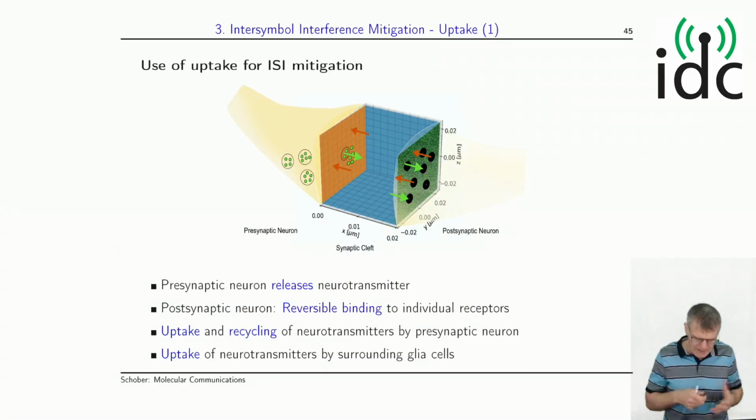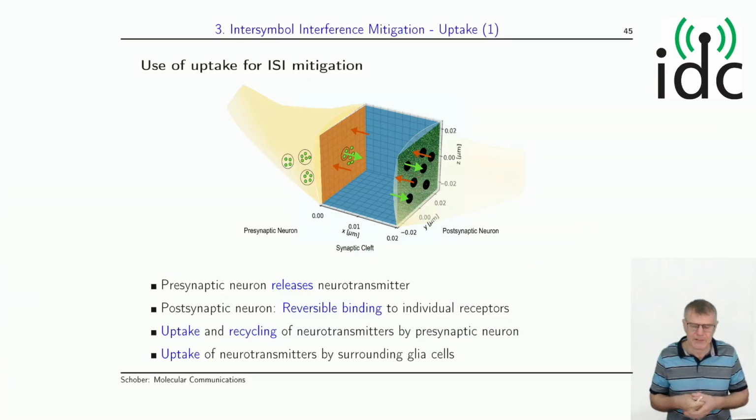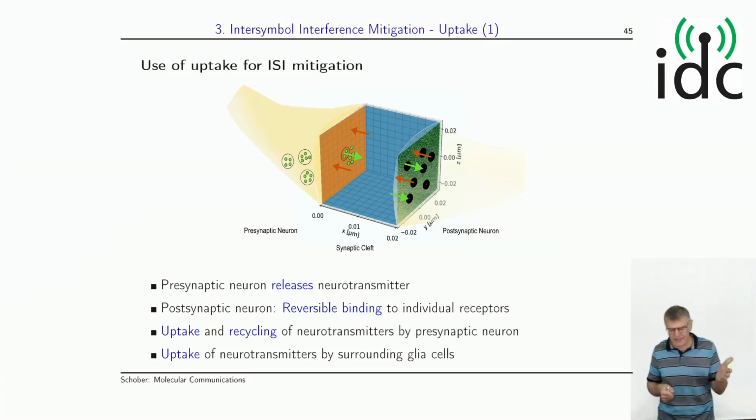The second one is, as we said, this uptake at the tripartite synapse. So here the presynaptic neuron releases the neurotransmitters, right? They propagate via diffusion to the postsynaptic neuron. They get bound, and they may get released, so this binding is reversible. At the receptors, they may be released again, and then if they hit either the presynaptic neuron or the glia cells, they can get taken up and removed from the environment, right?